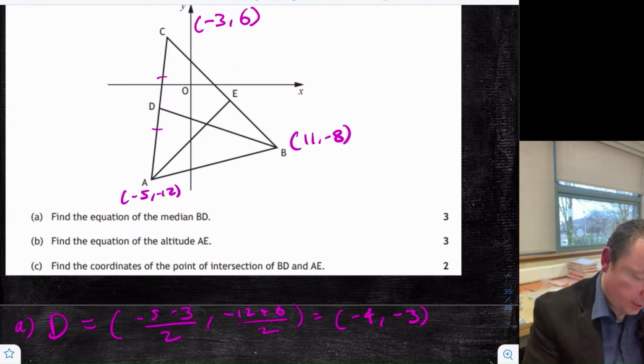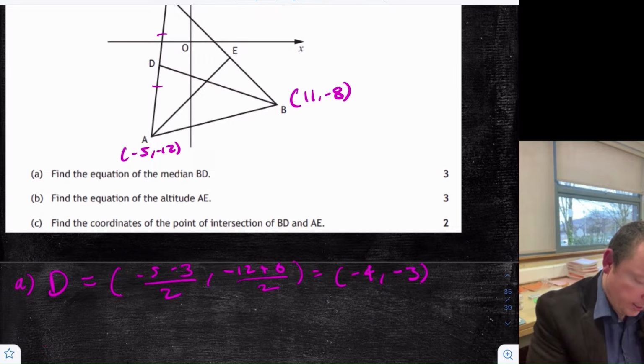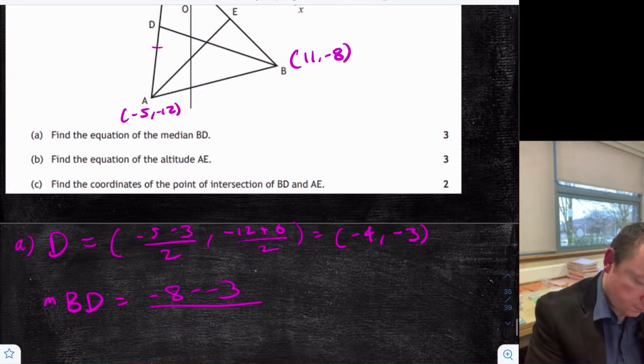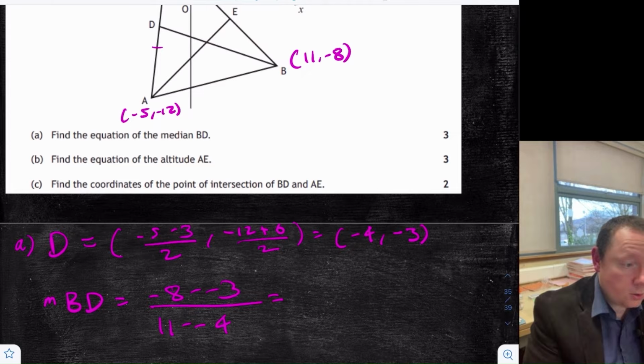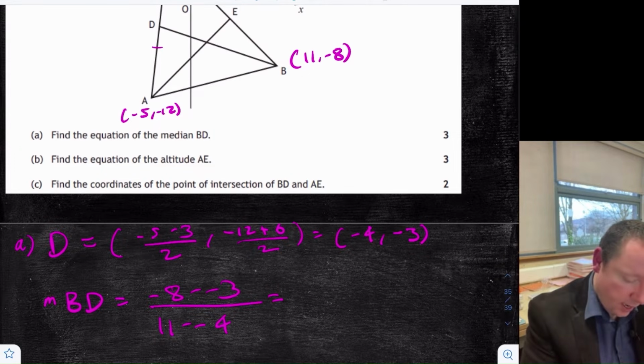So now we can do our gradient between D and B because we don't know anything about it. It's not perpendicular. So the gradient of B to D, y2 minus y1 over x2 minus x1. So I'll just use -8 minus -3 on the top, and 11 minus -4 on the bottom. So you've got -8 plus 3 is -5, over 11 plus 4 is 15. That equals minus a third.